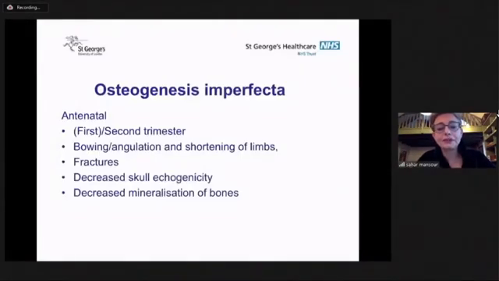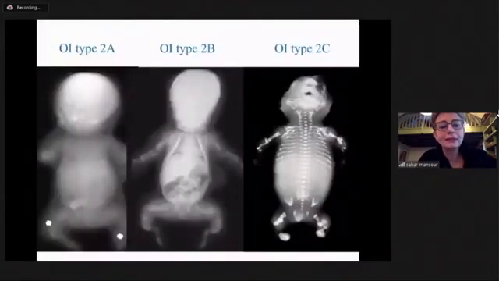Osteogenesis imperfecta type 2, you see decreased bone mineralization, angulation and bowing of the limbs, fractures, but the bones may look squat, crumpled like accordions. So you might not recognize that they're fractures, but they look abnormal. So we have missed some type 2 OI initially, but made the diagnosis subsequently.